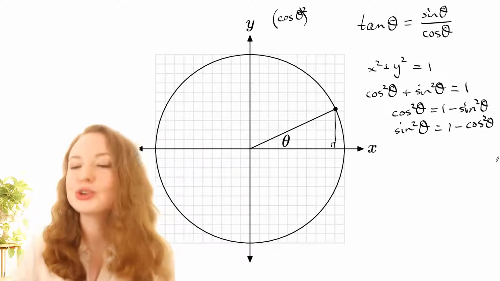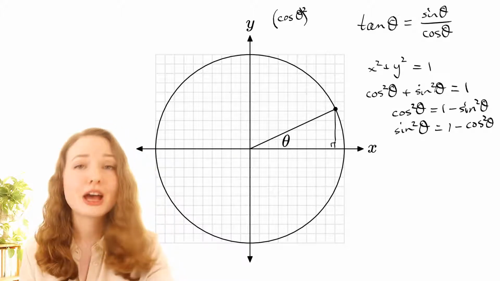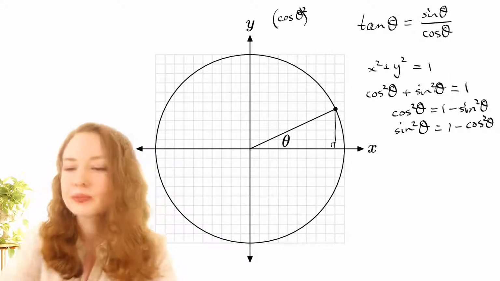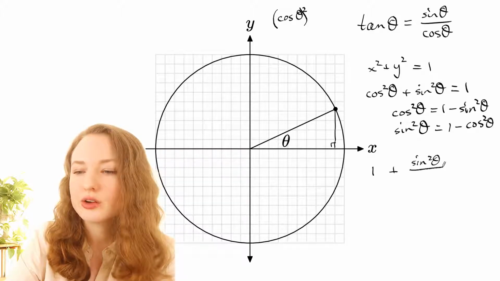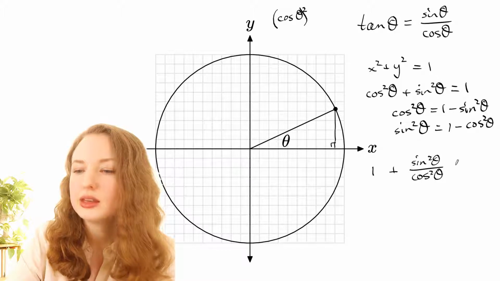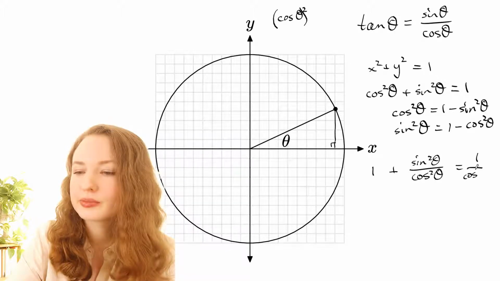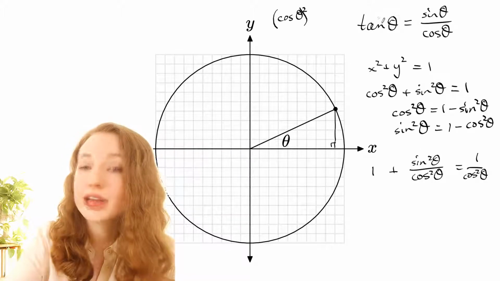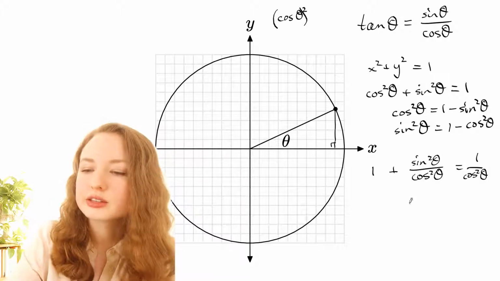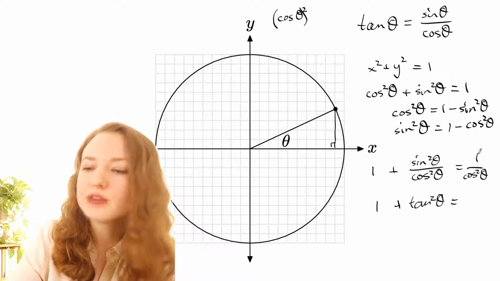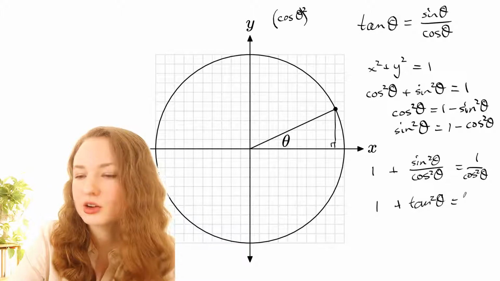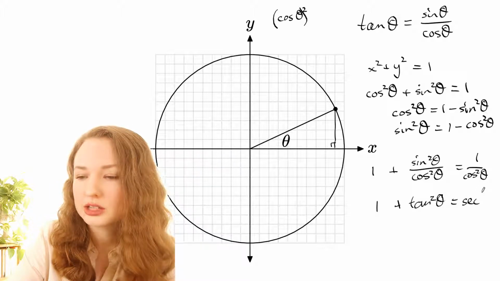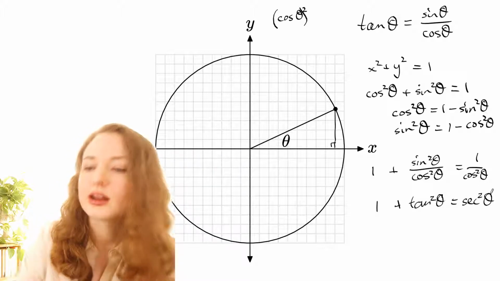Another thing that we can do with this equation is divide both sides of it by cos squared theta. And that's going to give us 1 plus sine squared theta over cos squared theta equals 1 over cos squared theta. Now, since tan is sine over cos, this is just tan squared theta. And we have a special symbol for 1 over cos. We call that sec, or secant. So that's going to be sec squared theta.